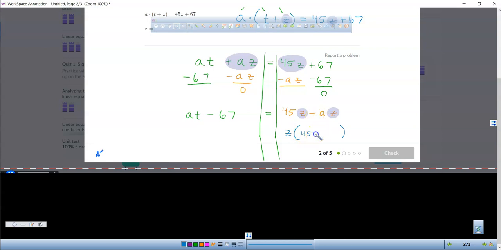Or put minus. Got to bring the minus down. What's left if I factor out a z out of this? What letter is left? A. Very good. Now, how can you check if you did it correctly?